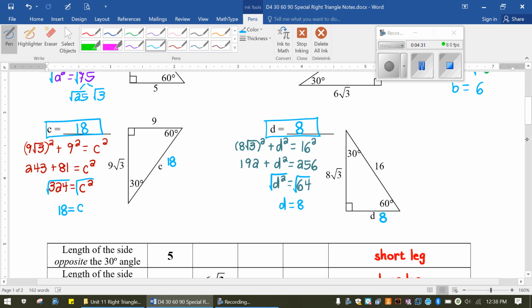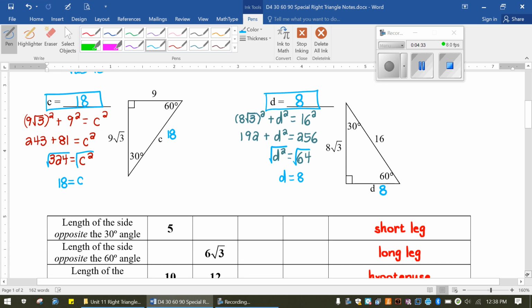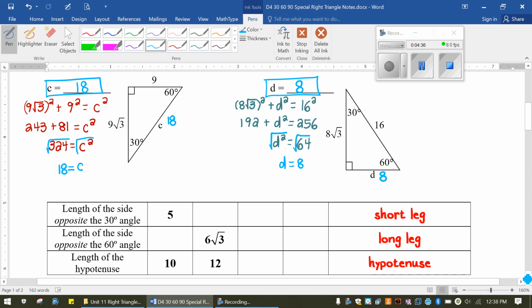So what I would like to do now is to complete this table that we have in the middle of our notes and see if we can come up with a pattern between sides. So I talked about the short leg being the side that is opposite the 30-degree angle. So since we have C and D displayed right now, let's look at those two and then we can go back up and fill in for A and B. So for your short leg, in the triangle with the D, the short leg is the side opposite the 30, so that would be an 8.